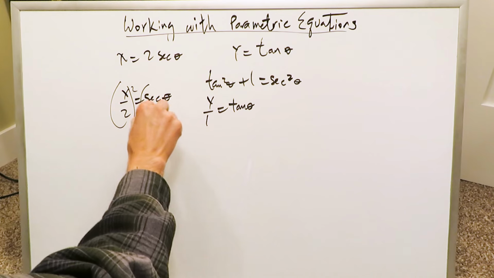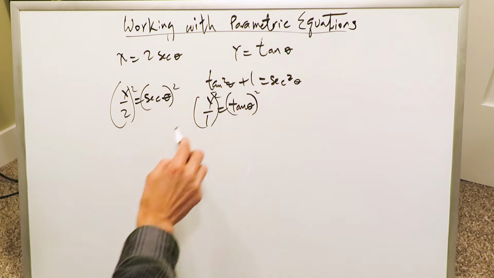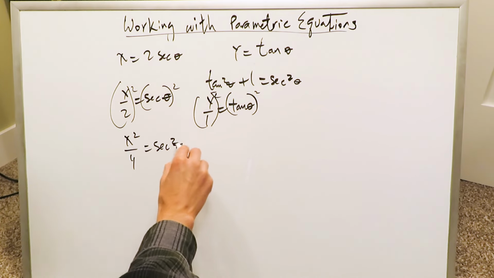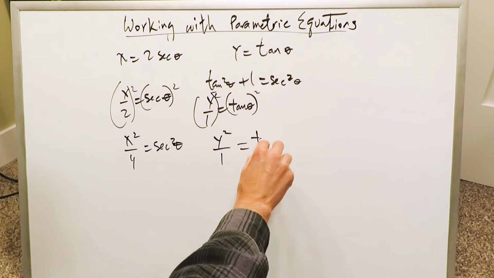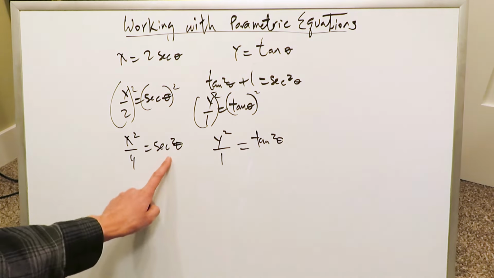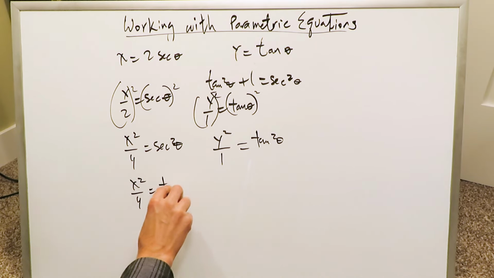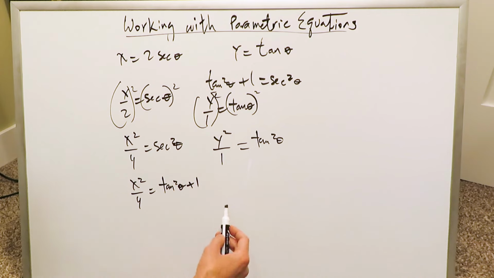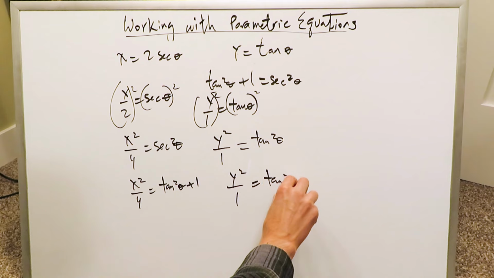Square everything over here. This squaring technique is very good when you're eliminating a parameter. Look what happens. You get x squared over 4 is equal to secant squared theta. Here you have y squared over 1 is equal to tan squared theta. Bring the identity over here. You're seeing x squared over 4 is equal to tan squared theta plus 1, because secant squared theta is equal to tan squared theta plus 1. You have y squared over 1 is equal to tan squared theta.